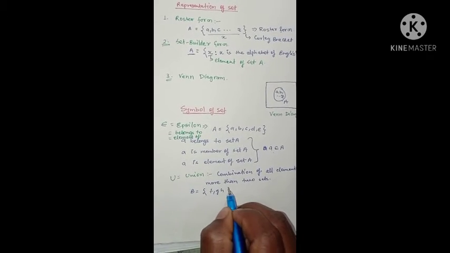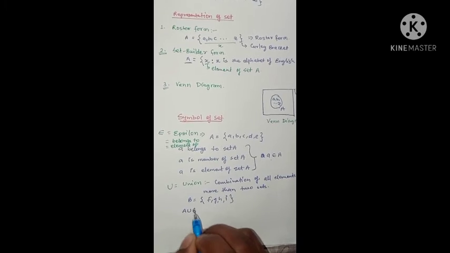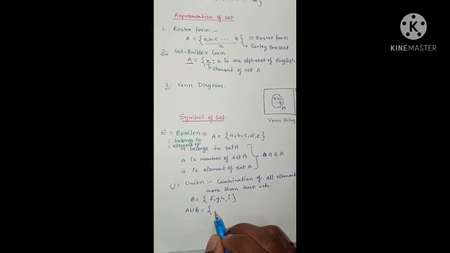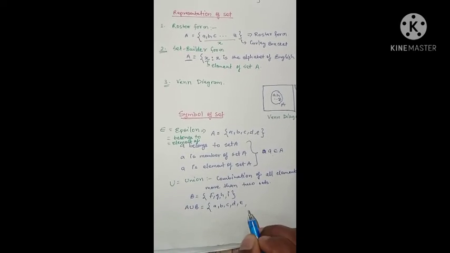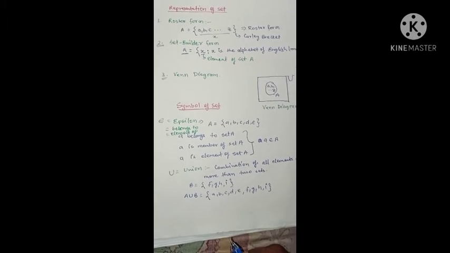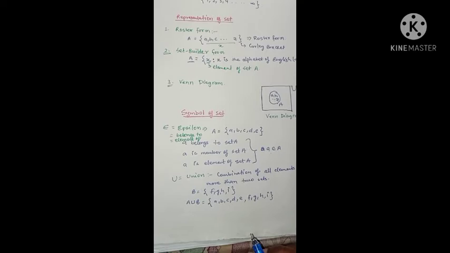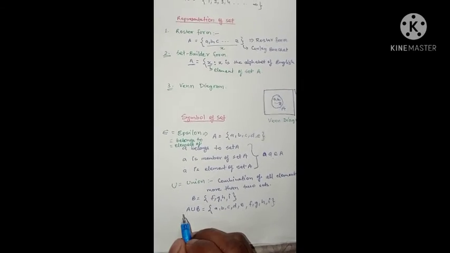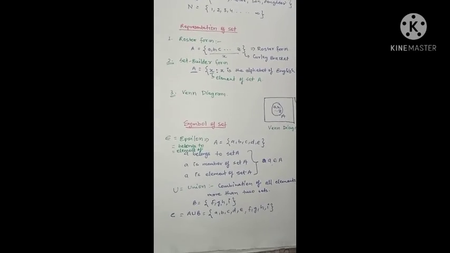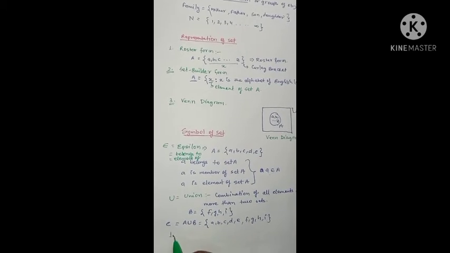So when we say A union B, it means all the elements of set A as well as set B. So set A: A, B, C, D, E, as well as the elements of set B: F, G, H, I. These are the combination of all the elements of set A and set B. Union always makes a third set. So you can say that A union B is another set, suppose C. The union of two sets always makes a third set. There is another symbol called intersection.